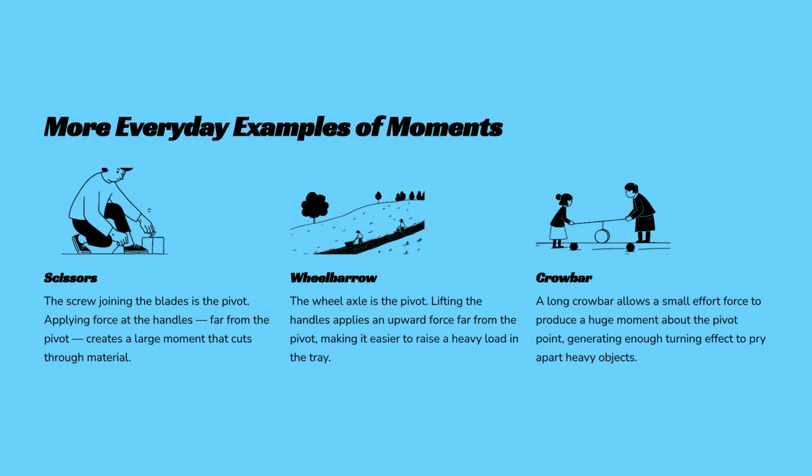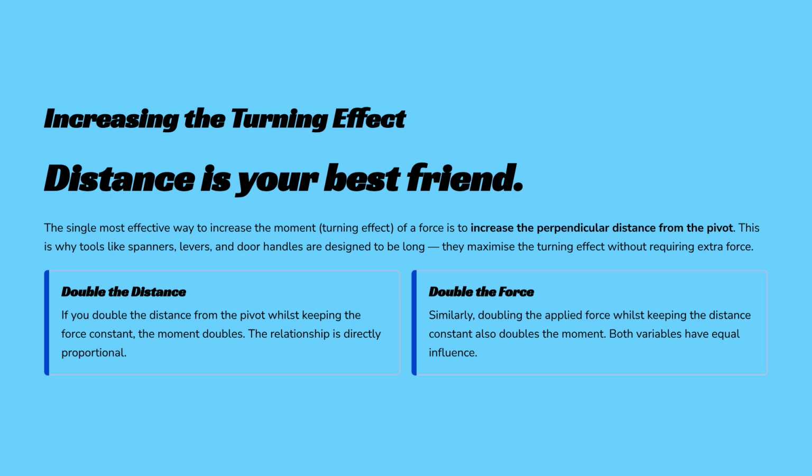Scissors, wheelbarrows, and crowbars also rely on moments. In each case, a pivot point allows a force applied at a distance to generate a turning effect that cuts, lifts, or pries. When you need to increase the turning effect, distance is your best friend. Doubling the distance from the pivot, or doubling the force, will both proportionally increase the moment.